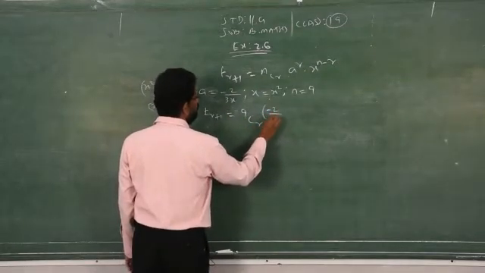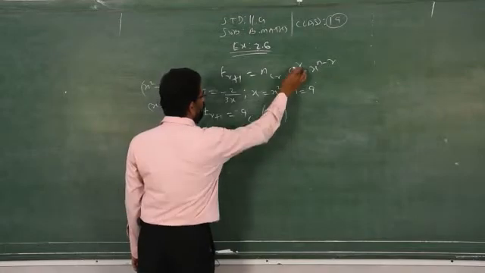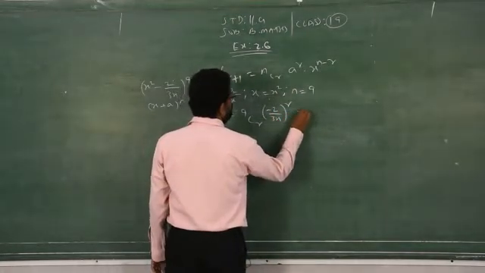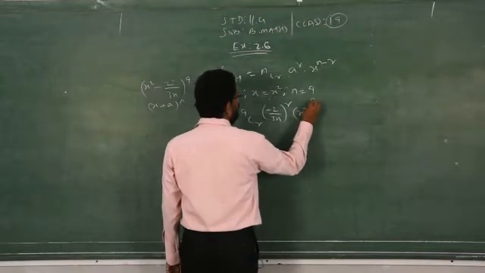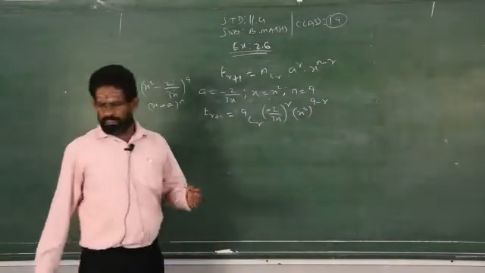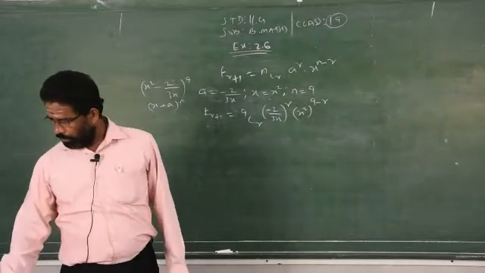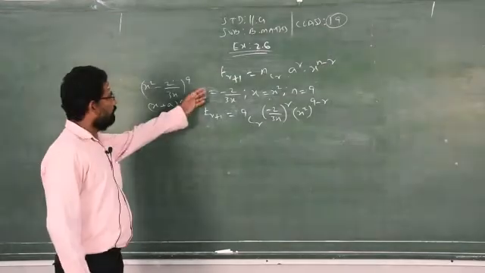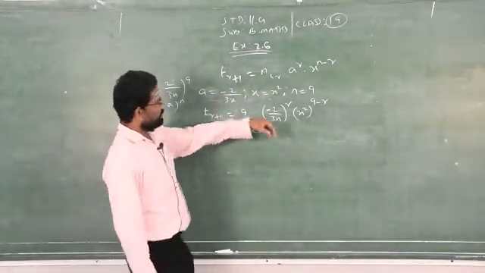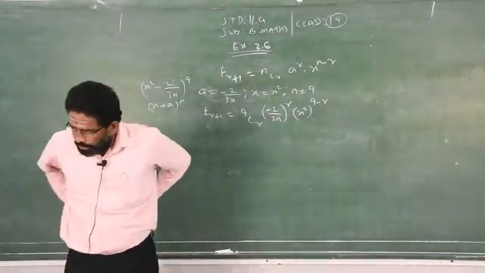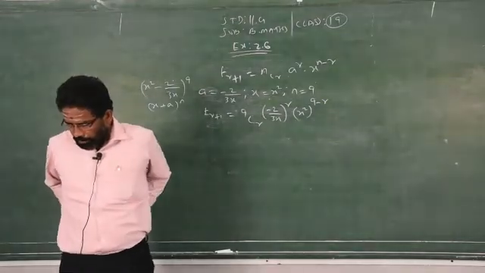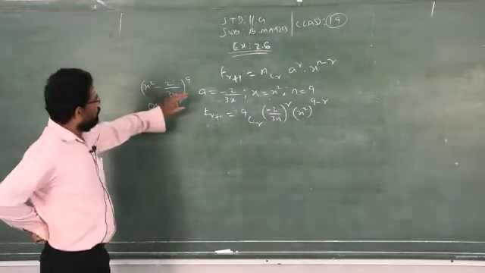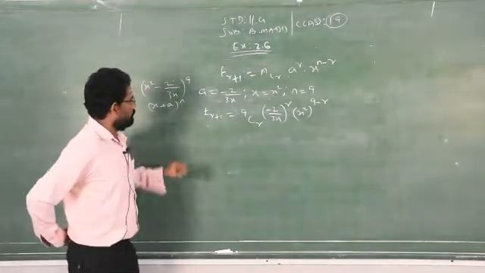A is minus 2 by x power r, into what is your x? X is x square, n is 9 minus r. So I am just replacing the information given in the question. This is the formula nCr a power x power n minus r. I am using the general formula and replacing the relevant values from the given question.